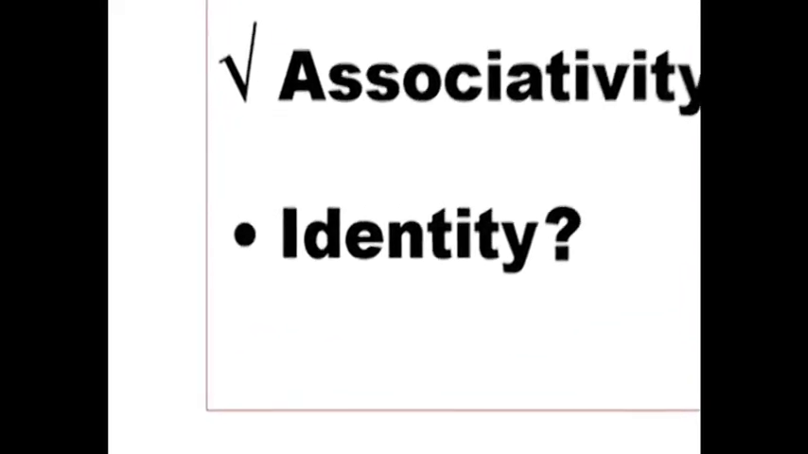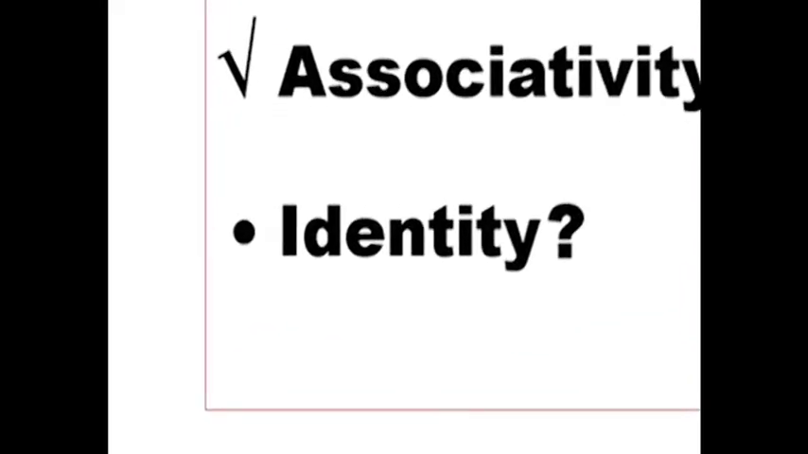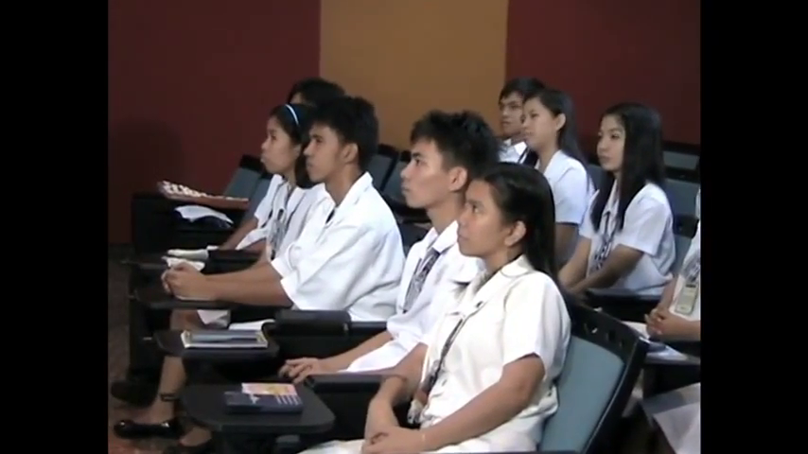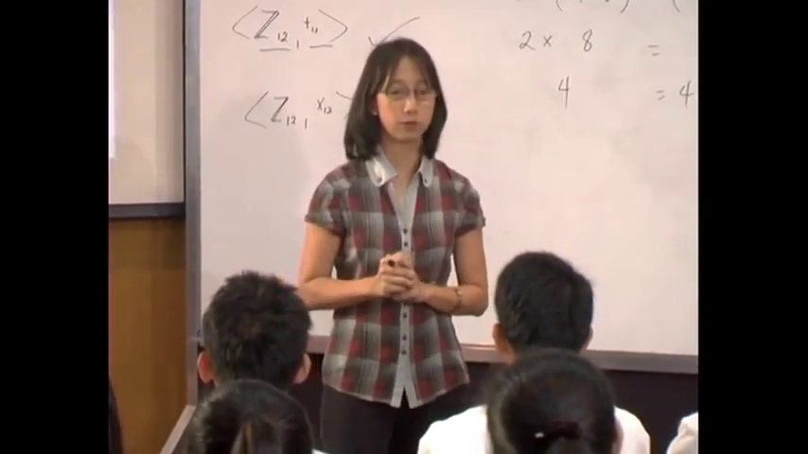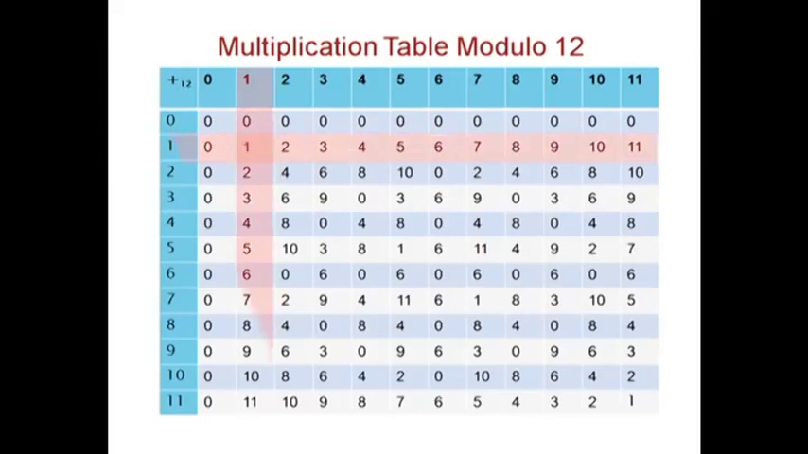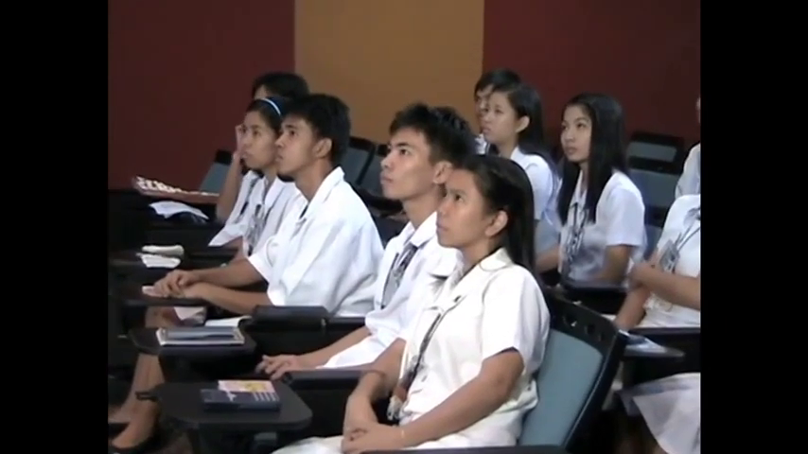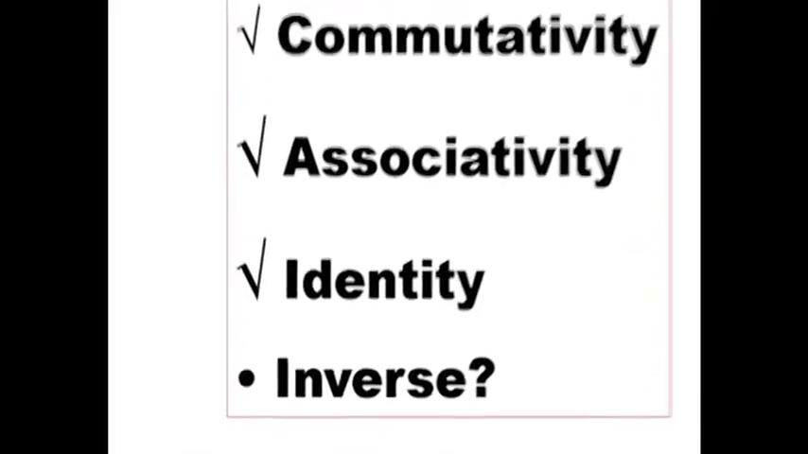Identity. Do you think an identity element exists for this particular set? If 0 is the identity element for Z12 in addition modulo 12, what do you think is the identity element for multiplication modulo 12? Any guess? Is it 1? Let's see. Yes. From the table, you get the same number when you multiply by 1. So, the identity exists.